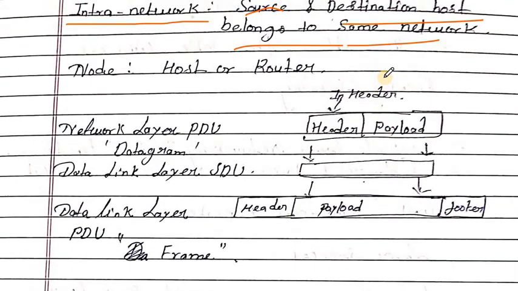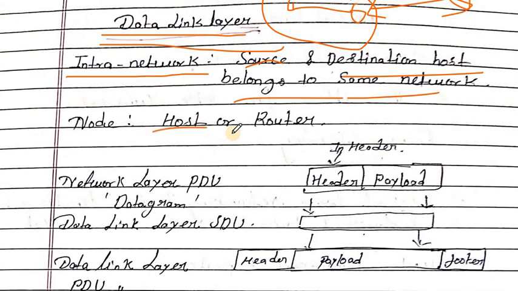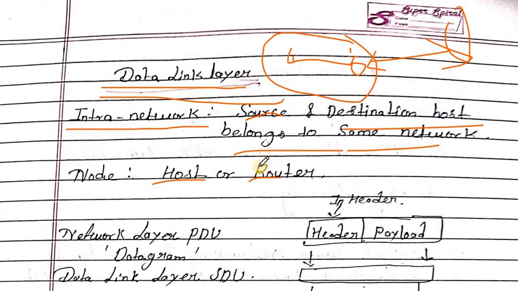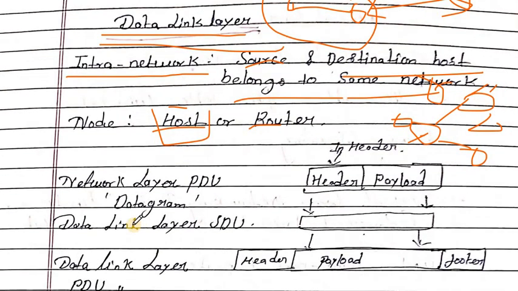Node, host or routers. Here the host is a node. Who is a node? Nodes are hosts, or routers. Here are many routers, and these are hosts, meaning two routers or two systems become a host, so a node.